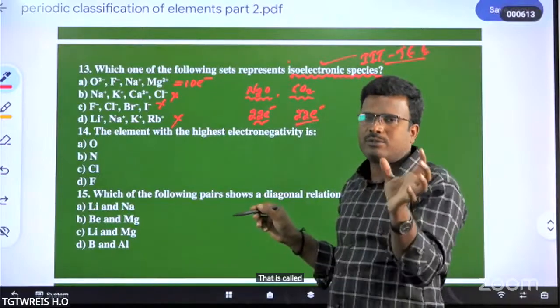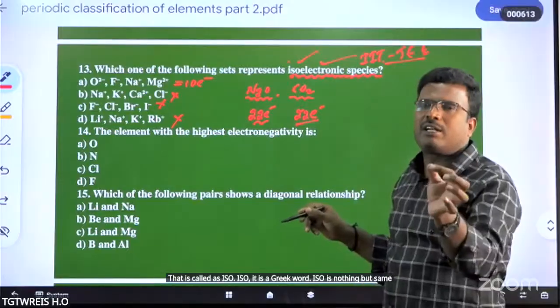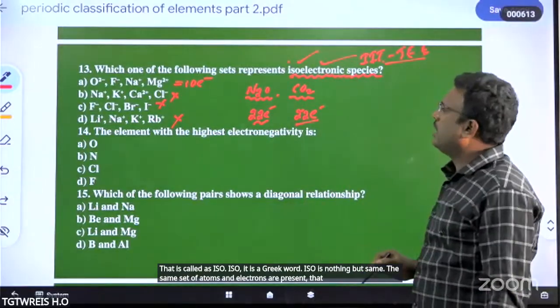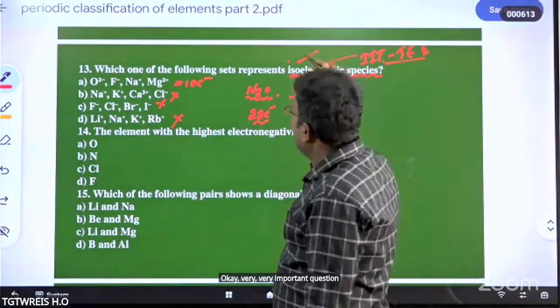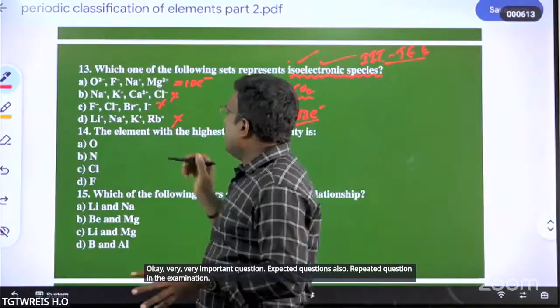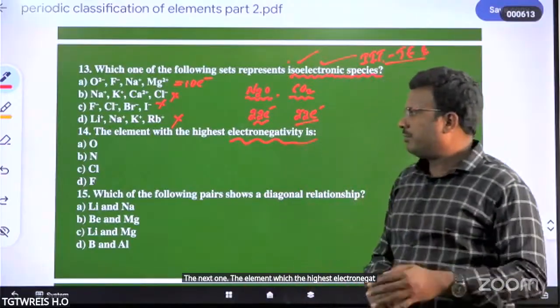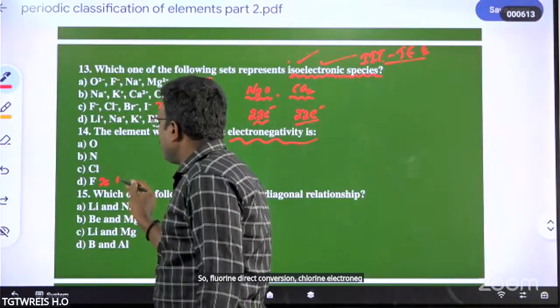That is called iso. Iso is a Greek word. Iso is nothing but same. If the same set of atoms and electrons are present, those pairs are called isoelectronic species. Okay, very, very important question, expected and repeated in the examination. The next one: the element with the highest electronegativity is already over just now. So fluorine, a direct question. Fluorine's electronegativity is 4, most important.